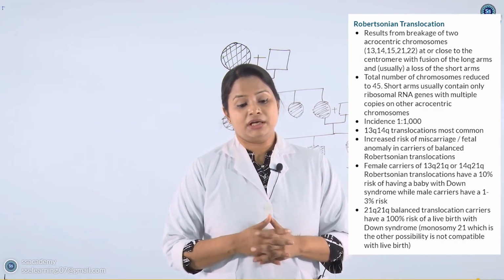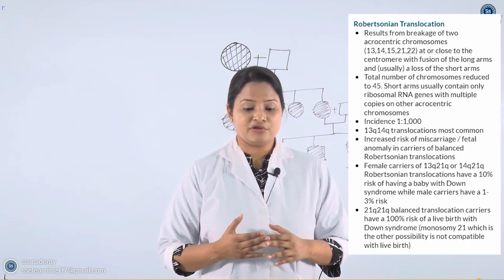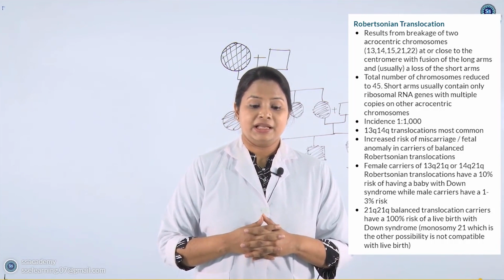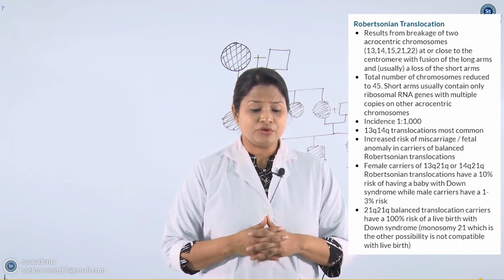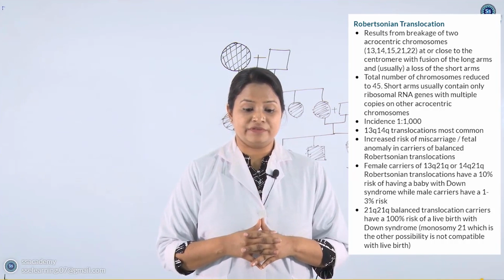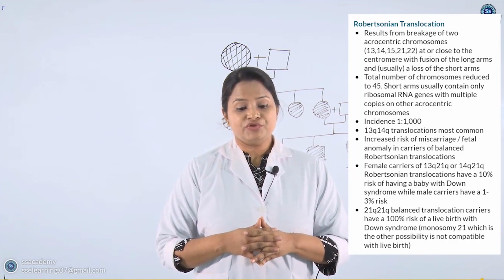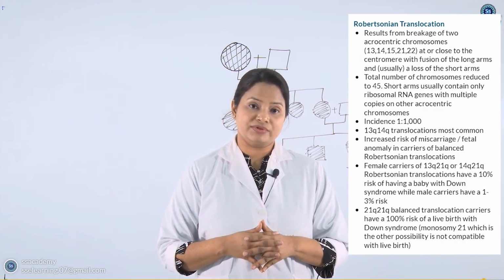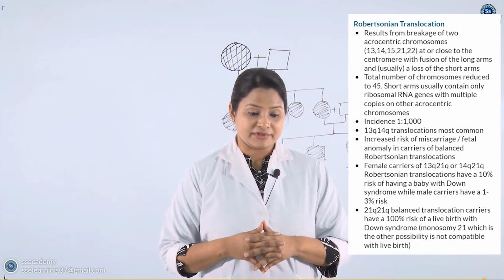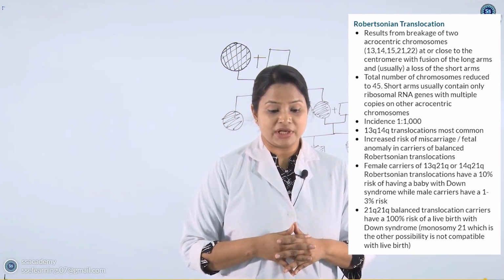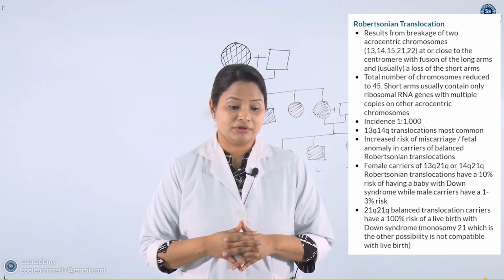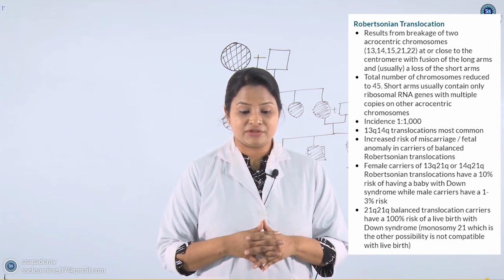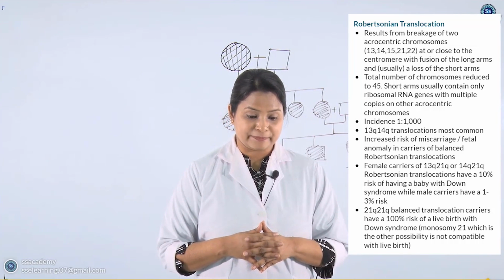So from the breakage of two acrocentric chromosomes at or close to the centromere, with fusion of the long arms and loss of the short arms, the total number of chromosomes is reduced to 45. The short arm usually contains only ribosomal RNA genes. Incidence is 1:1000. Circle 1:1000. 13q;14q translocation is most common, with increased risk of miscarriage and fetal anomaly in carriers of balanced Robertsonian translocation.